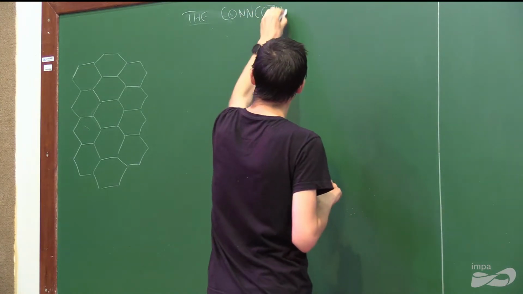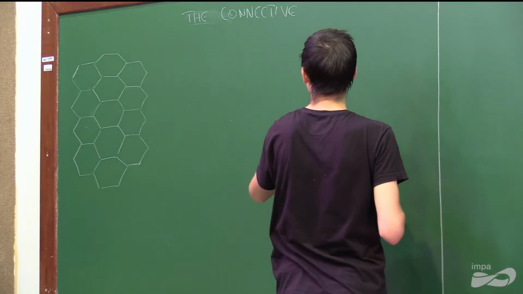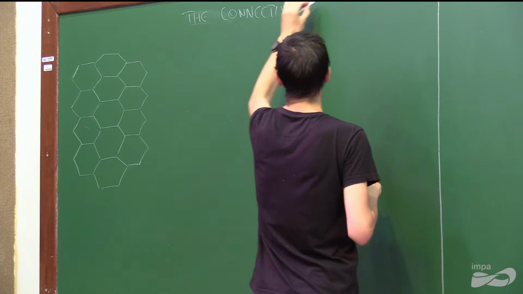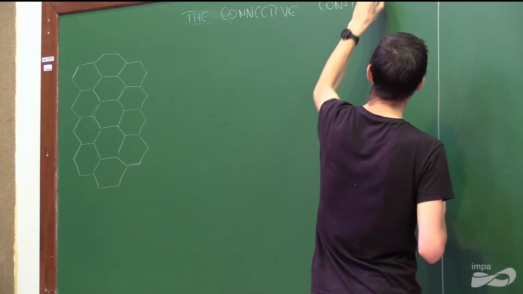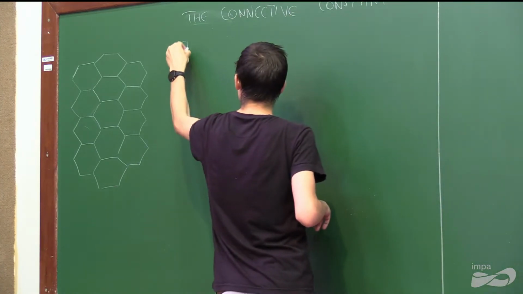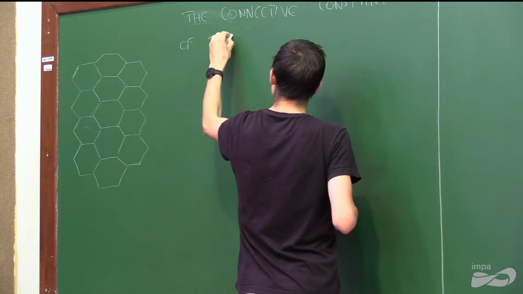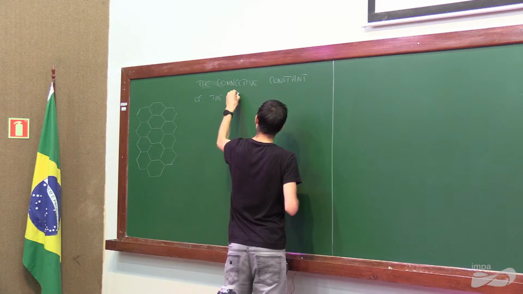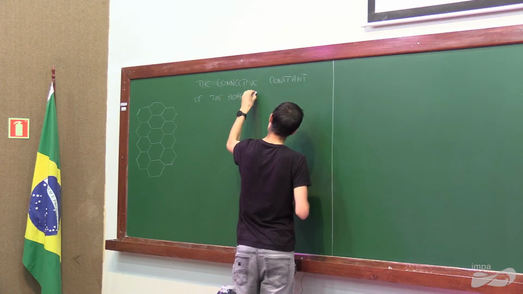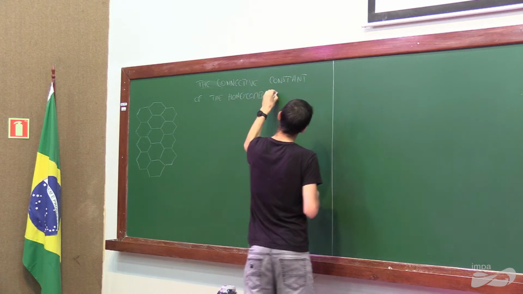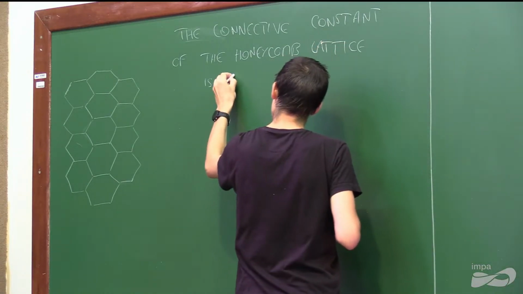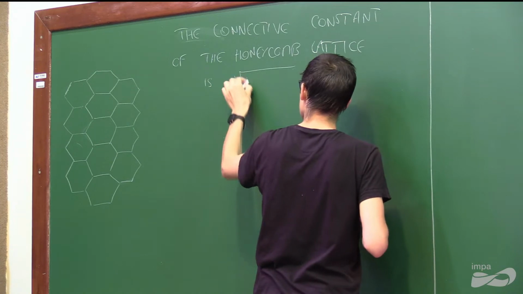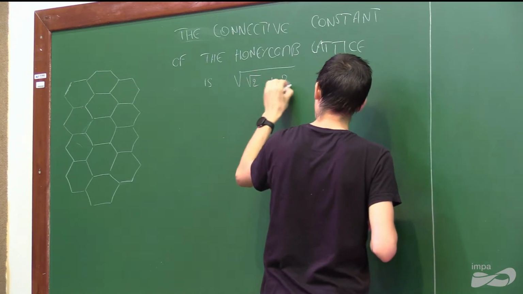connective constant of the honeycomb lattice is square root of 2 plus 2.